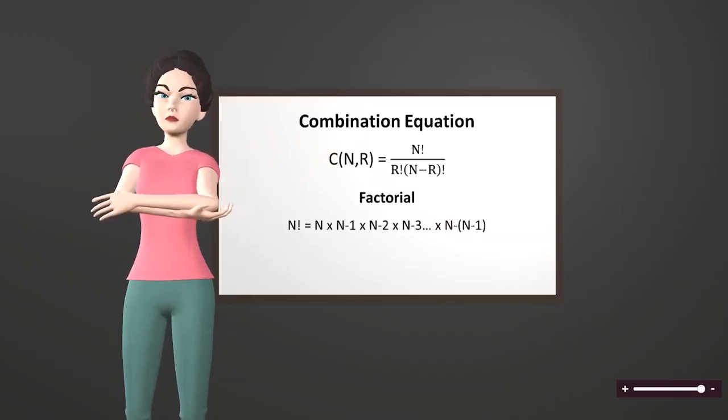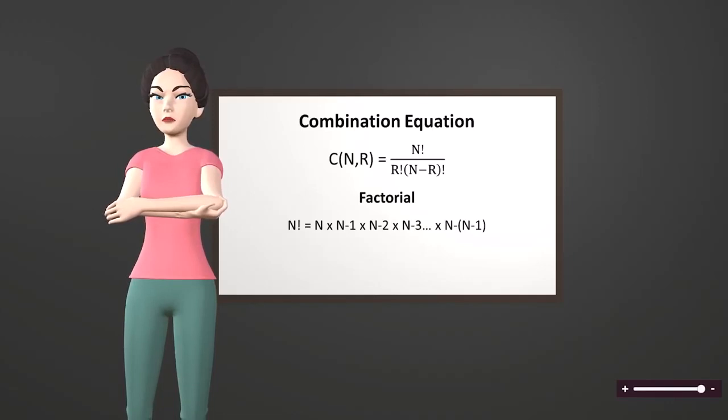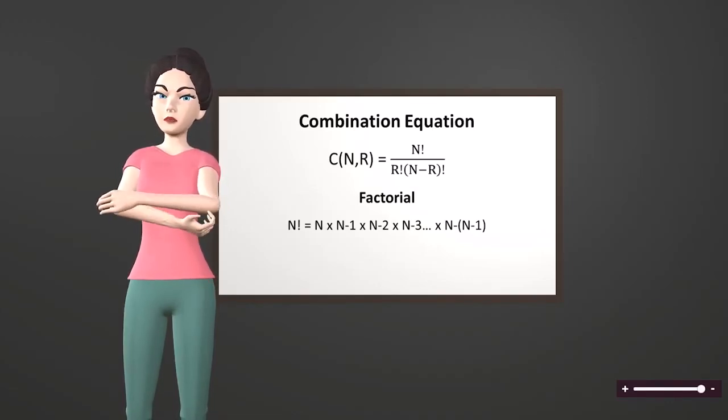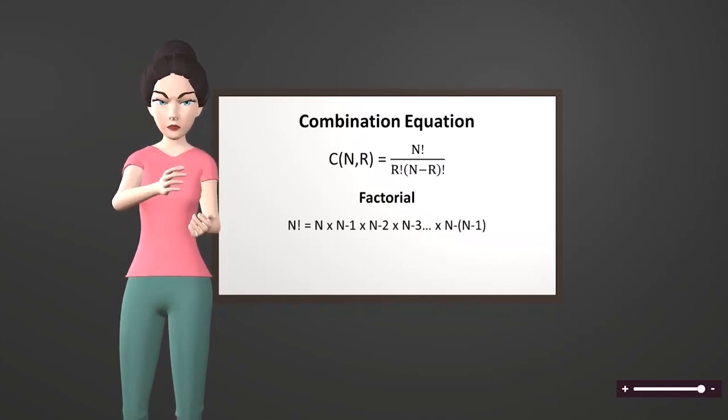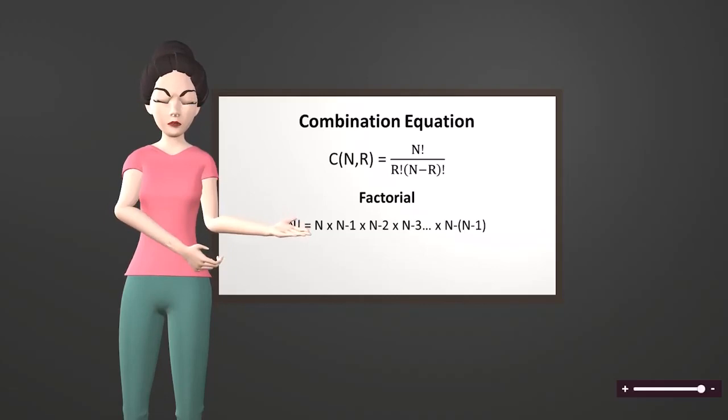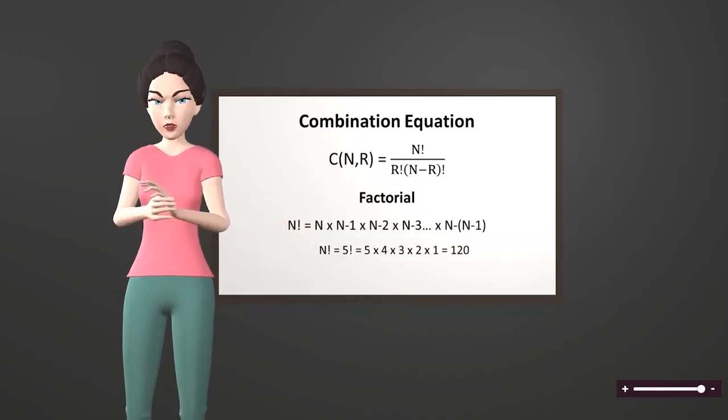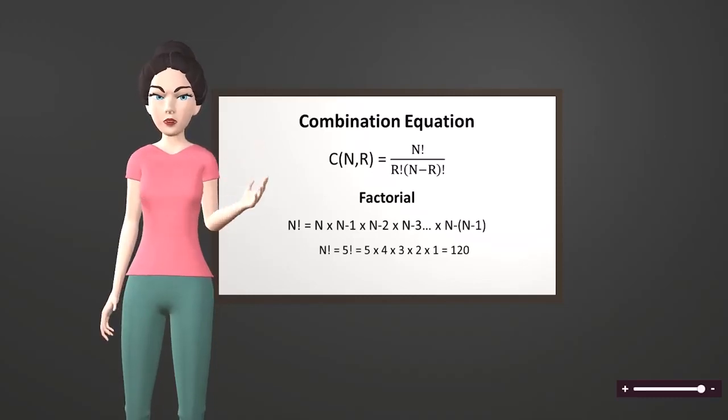This equation includes a factorial symbol, indicated by an exclamation point. This factorial symbol means multiply the number before the exclamation mark times the number minus 1, then times the number minus 2, and so on down to 1. For example, 5 factorial equals 5 times 4 times 3 times 2 times 1, which equals 120.